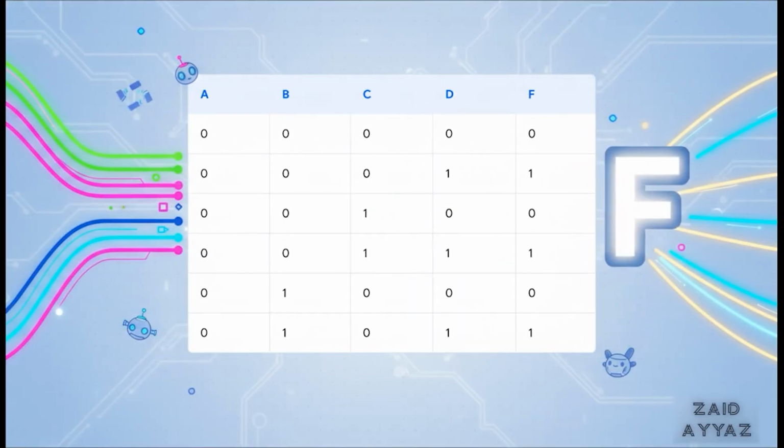So a circuit's instructions usually start out looking like this. It's called a truth table. It's really just a big list that spells out the output you want for every single possible combination of inputs. In this case, F is our output and A, B, C, and D are our inputs.